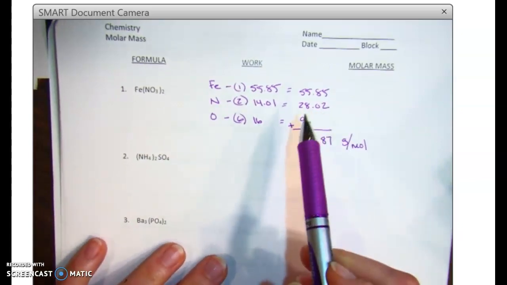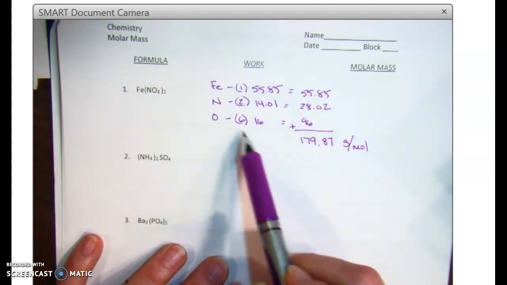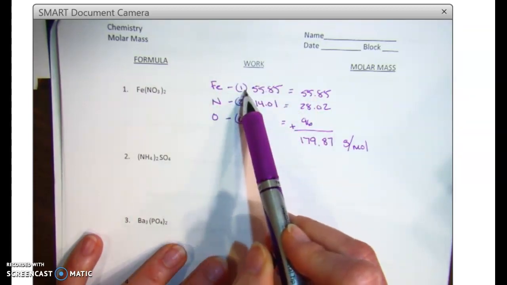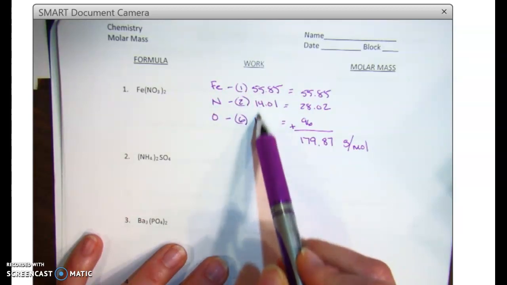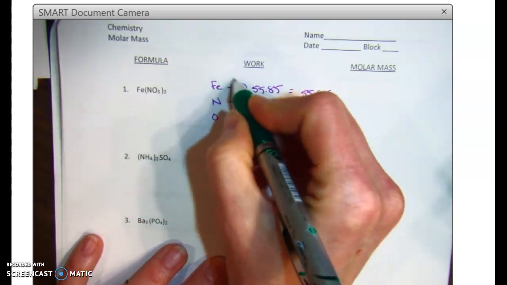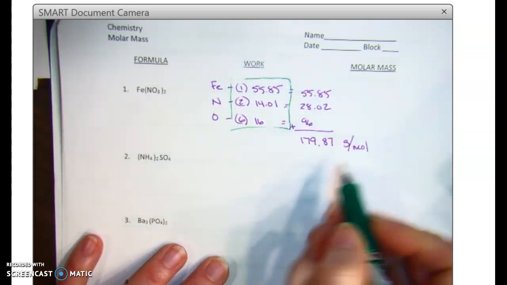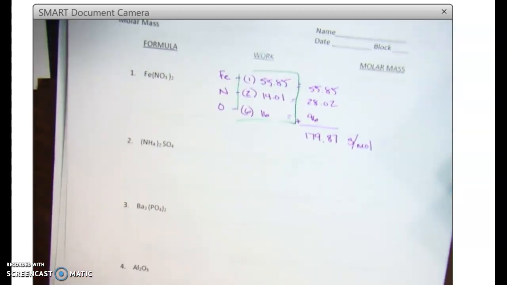Now, what exactly do you have to do? You don't have to show me this step. You do have to do this. You need to show me how many you have of each one, and then the molar mass for each one. Then you can take these numbers here and throw them in your calculator to get your final answer. So then you can work out the rest of these on the back side.